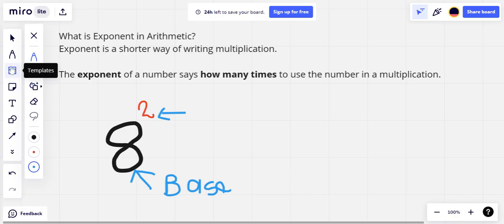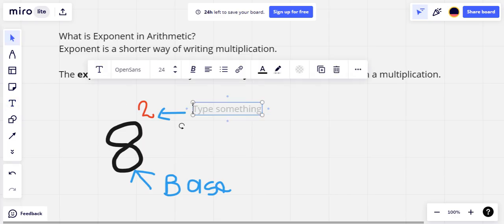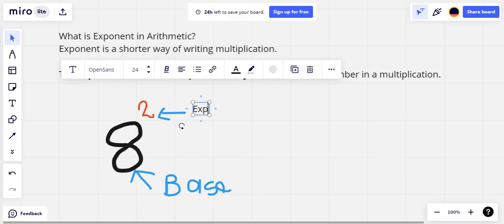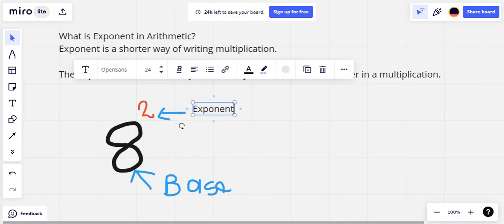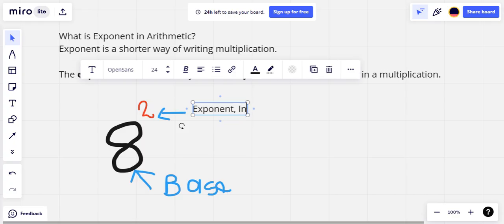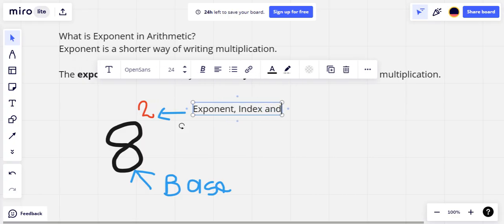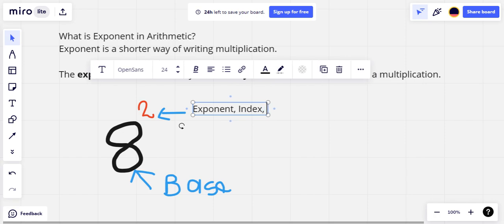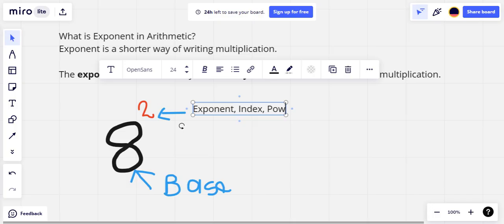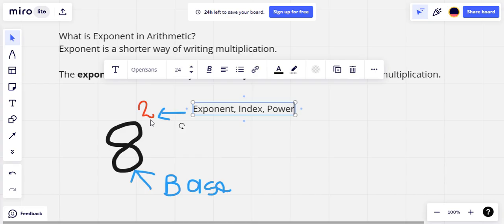Let me get the text this time because it has several different names. So we call this the exponent. We also call this the index, and we also call it the power. All right. So whenever you see either of these names, know that it's pointing to the small number that is at the top. Okay, great.